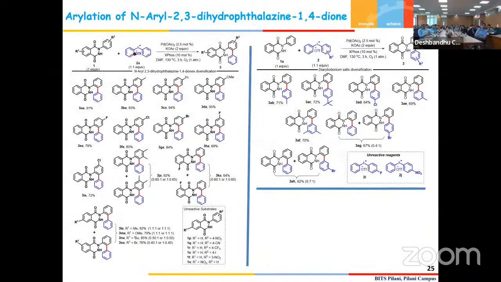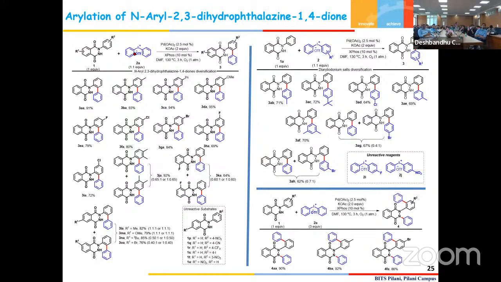With the conditions in hand, we synthesized a series of ortho-arylated products. When we use unsymmetrical iodonium salts, we found that the substituted aryl version is preferably arylated as compared to the unsubstituted aryl version. But in one of the cases, like the bromo-substituted iodonium salt, we do get a mixture of the bromo and the unsubstituted regioisomers together. Thereafter, we also found that if we increase the equivalents of the iodonium salt, then of course diarylated products were also formed.